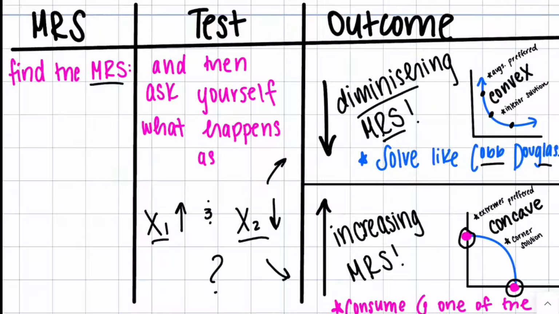Bringing that up here, we see if we're increasing x1, there is no x1, so our MRS stays constant. And then if we're decreasing x2, this is going to get smaller. So we're going to run it like a Cobb-Douglas because it is this diminishing MRS.